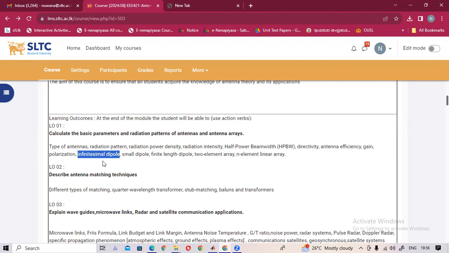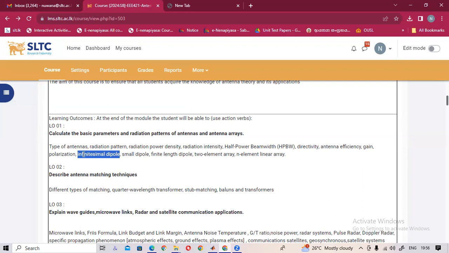I have uploaded the lectures, and in the uploaded lectures I have discussed this infinitesimal dipole. We saw how to derive the magnetic vector potential, the average power density, then the total radiated power. Those we have derived for the infinitesimal dipole, because an infinitesimal dipole is a very small antenna. The length of the dipole is less than lambda divided by 50, or lambda divided by 100 or something.